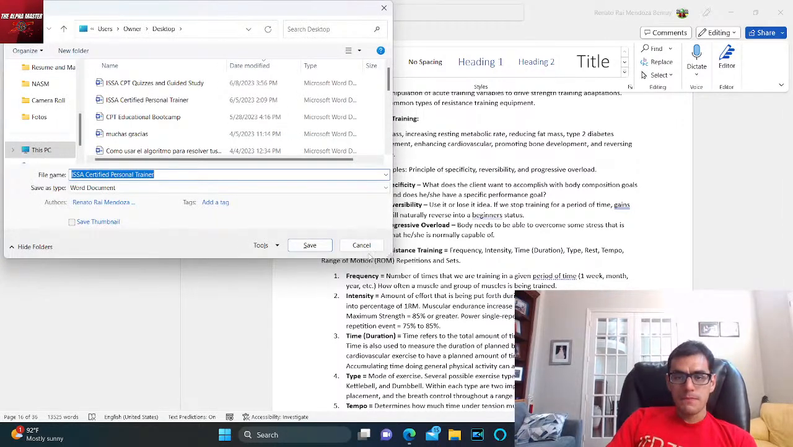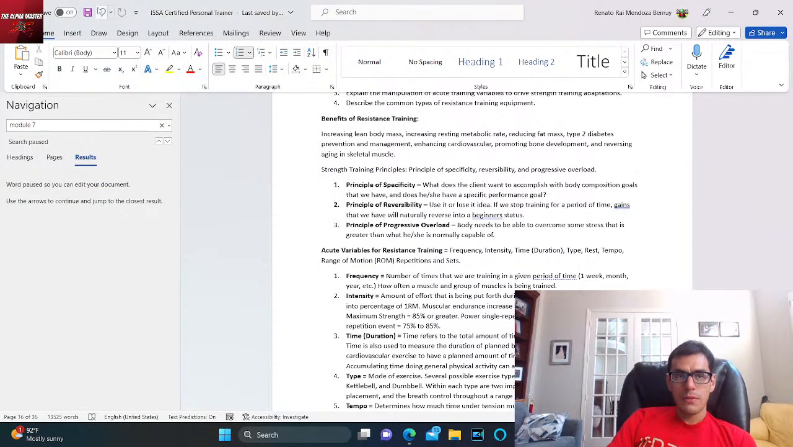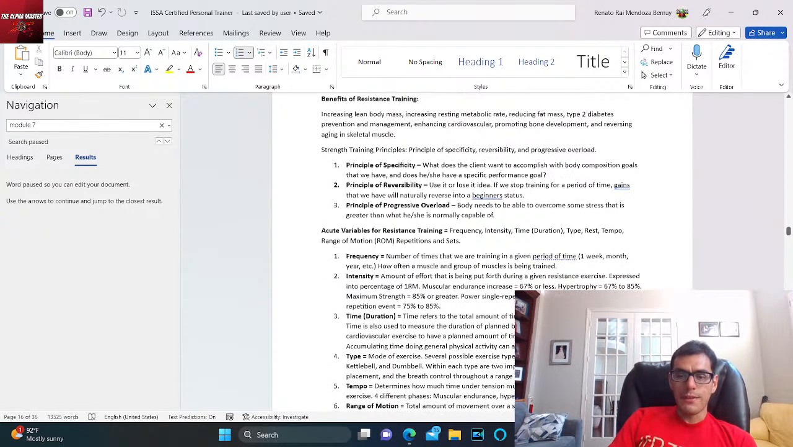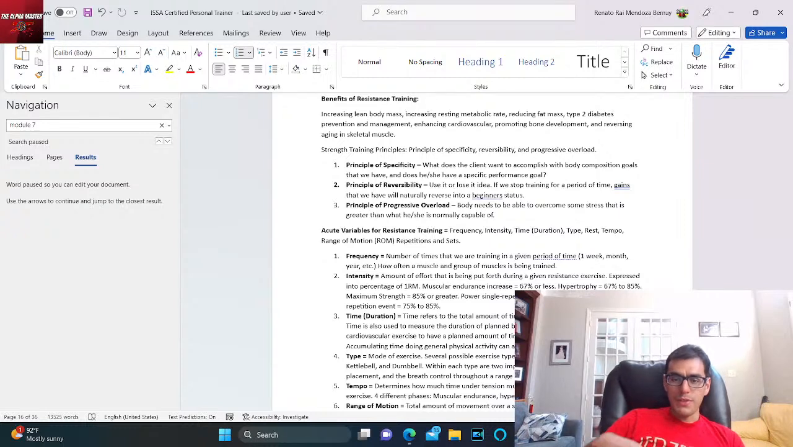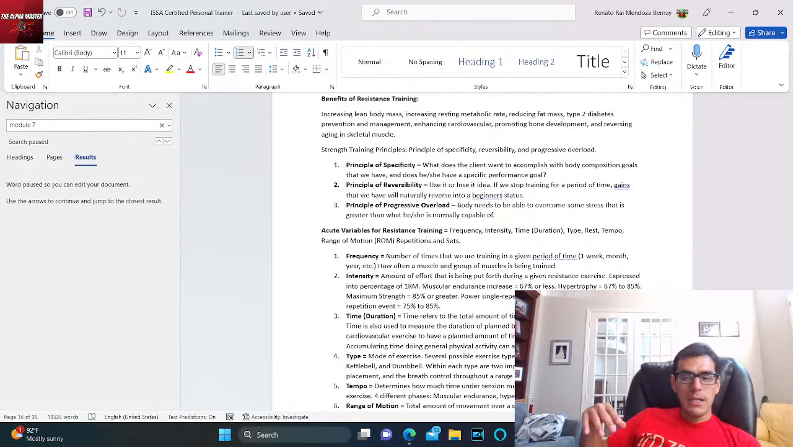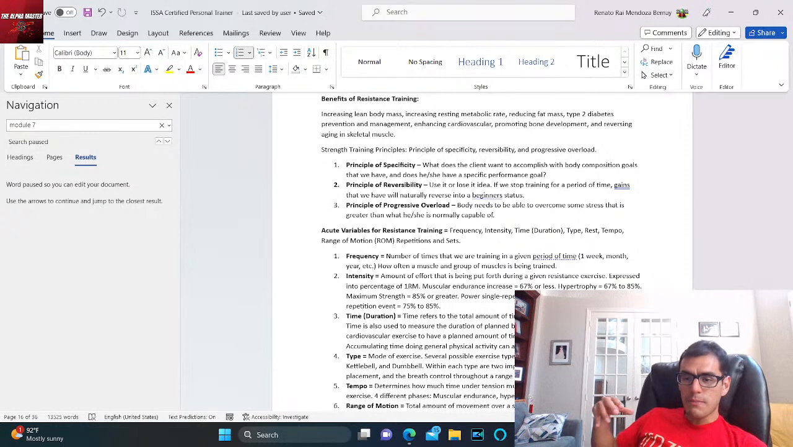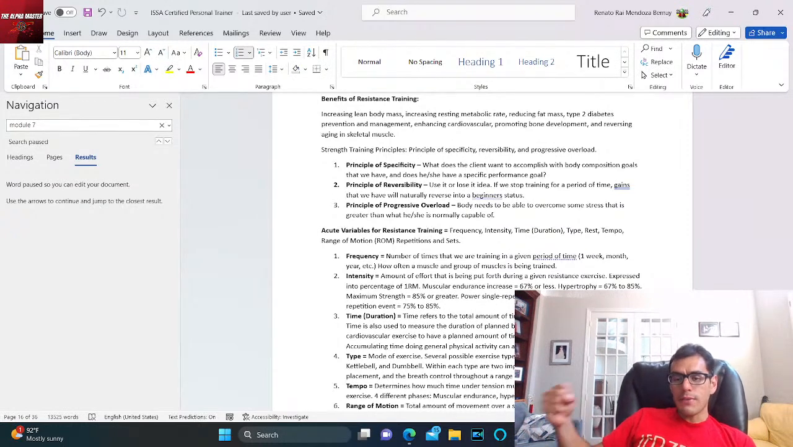Now you have tempo, which determines how much time under tension our muscle tissues are during a given set of exercise.